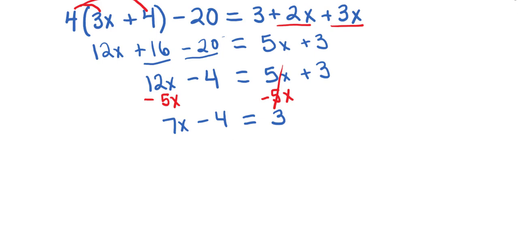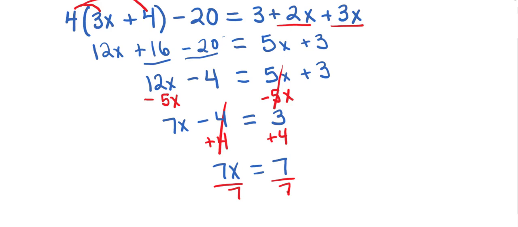Go on the side with the x, get rid of anything added or subtracted. So we're going to get rid of the 4. Add the 4 to make it cancel. This one goes out. 7x, our equals come straight down, equals 7. One more solve step. Divide by your coefficient. And so x is going to equal 1.